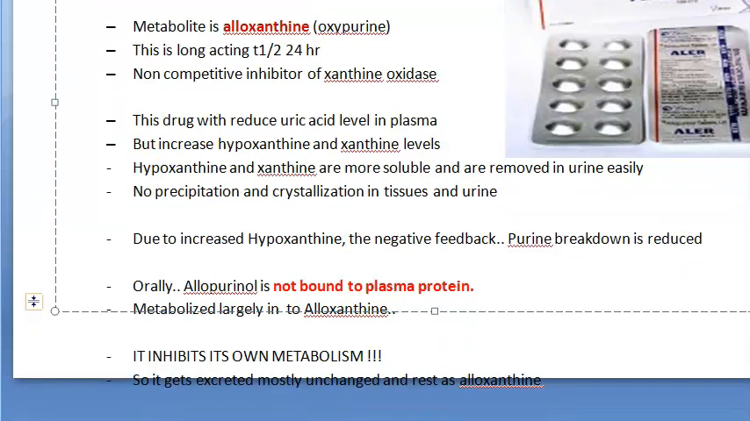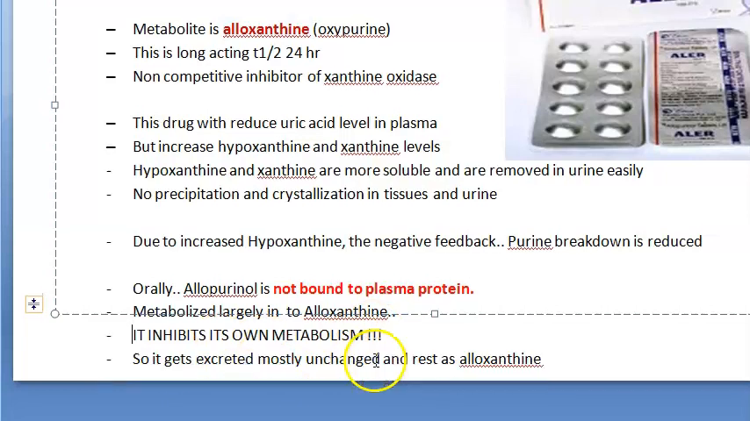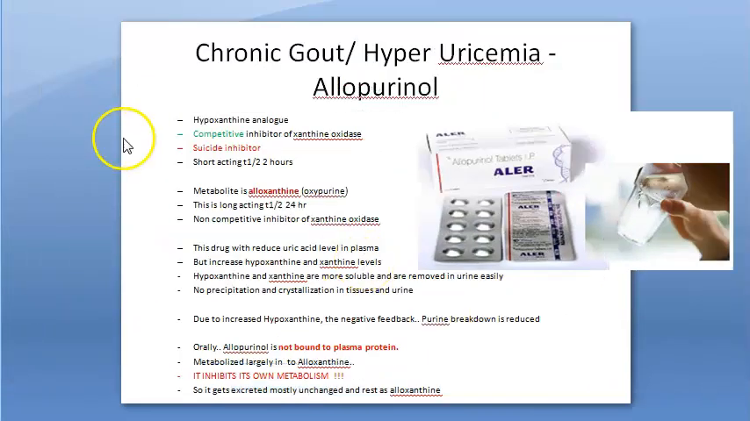It is metabolized to alloxanthine that you already saw here. It inhibits its own metabolism. This is also interesting. So whatever gets converted to alloxanthine, it's fine. But whatever remains, that will get excreted unchanged because it will inhibit its own metabolism. Okay. So we are done with this slide of allopurinol.